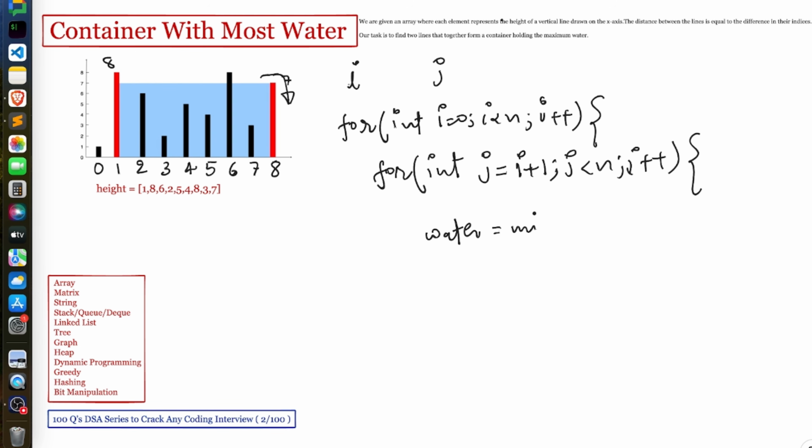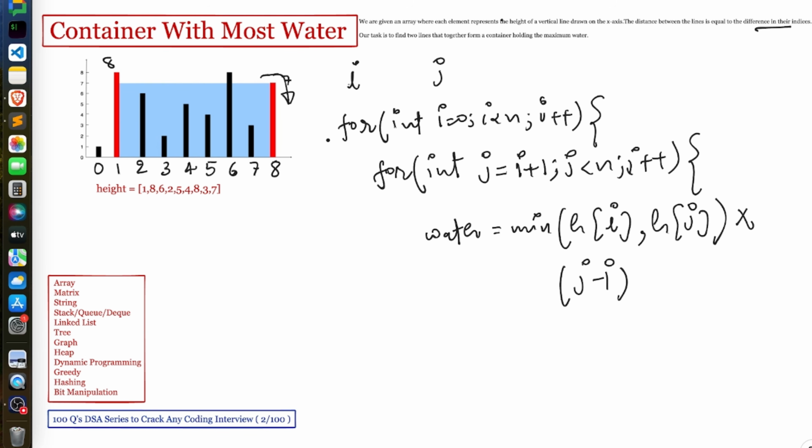So the height is the minimum of h of i, where h of i is the height of the ith bar, and h of j, into the distance between them. And we know the distance between them is the difference between the indices. So the distance between these two heights is j minus i.